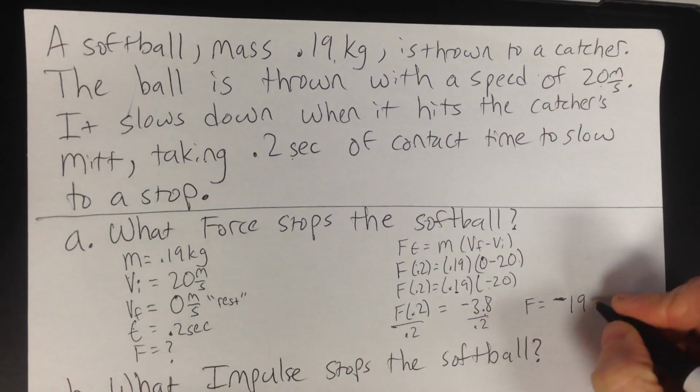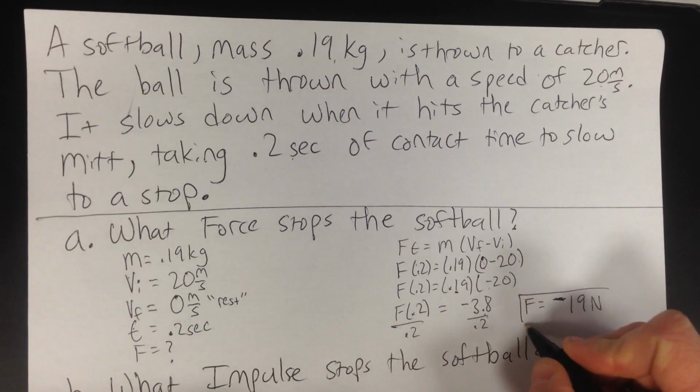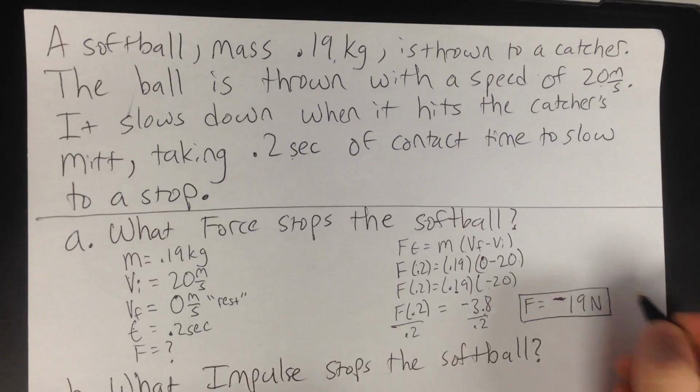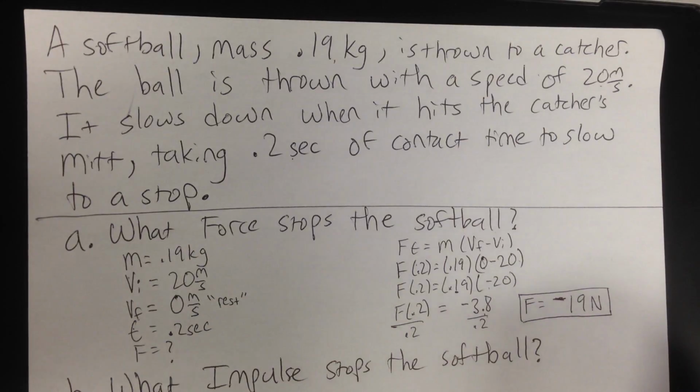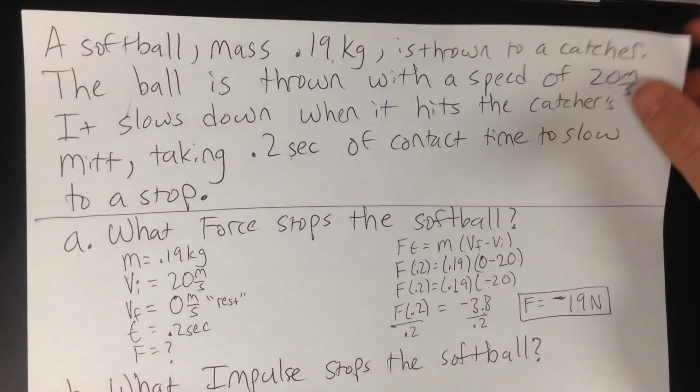Why is that a negative? Negative 19 newtons. Why a negative? Well, just like friction was a negative force and slowed down objects, don't be surprised when you get a negative force applied by the glove, because what's the glove doing to the softball? It's slowing it down. So you're going to get a negative force when objects are slowed down.